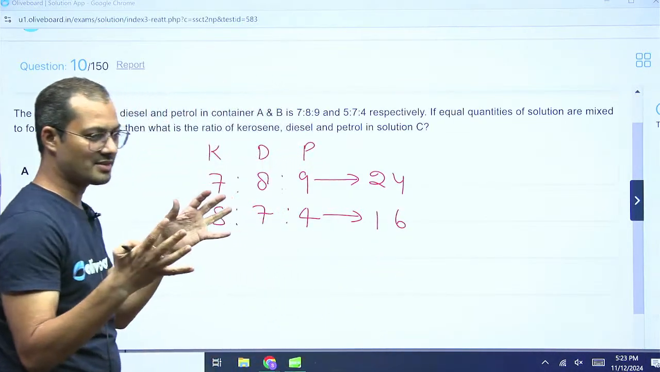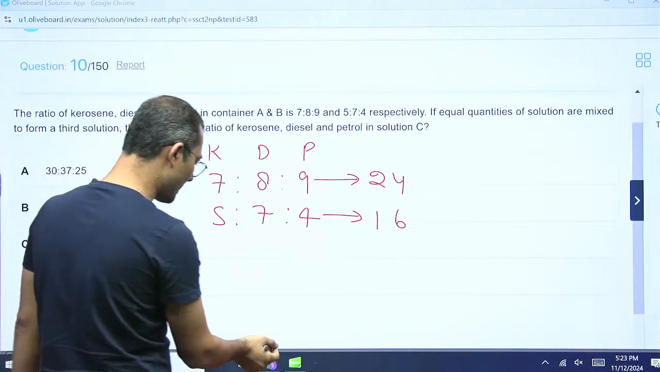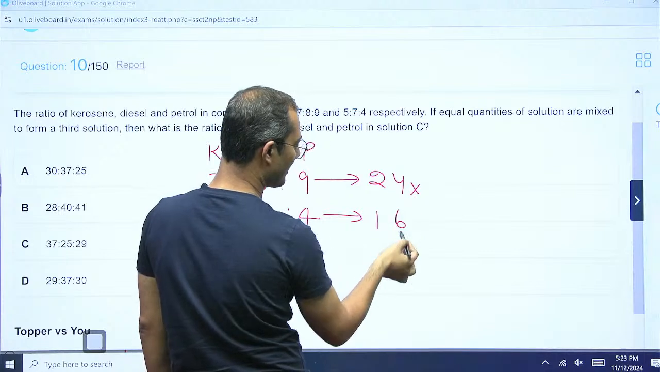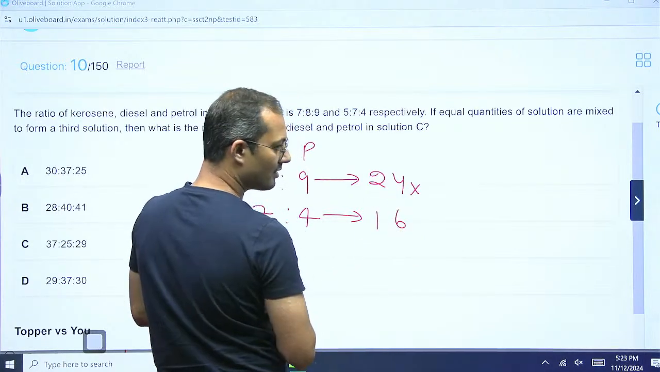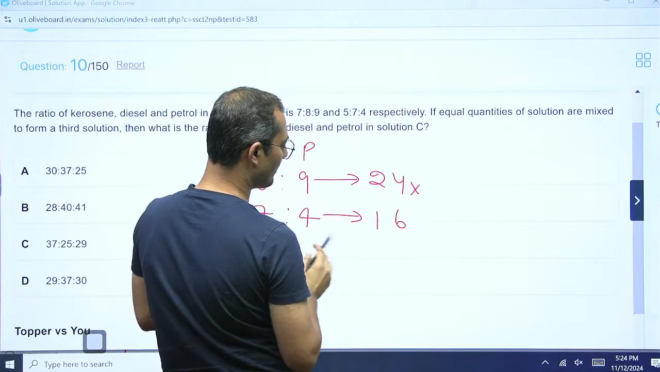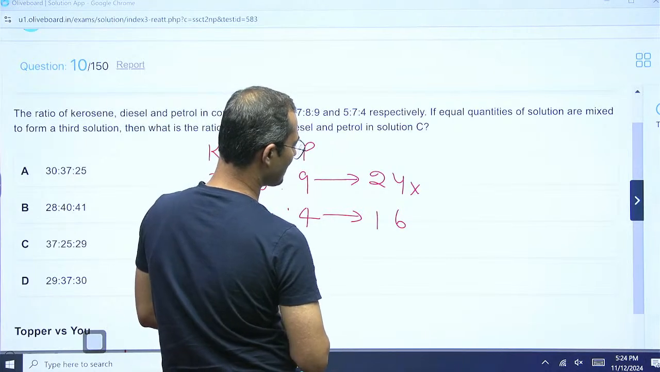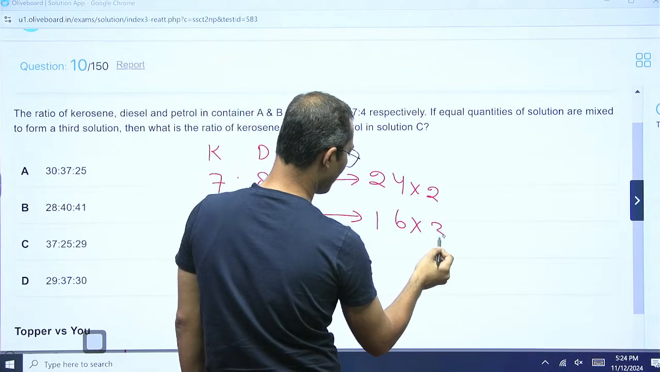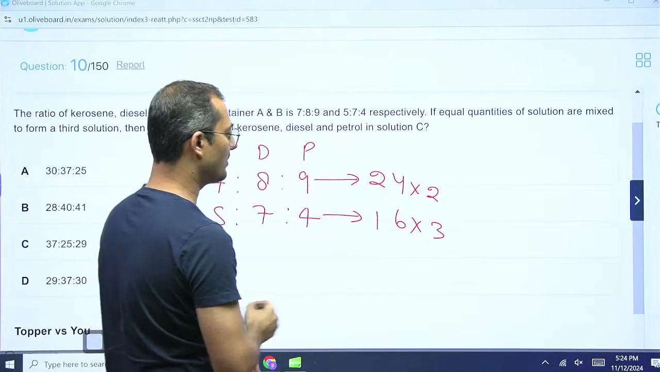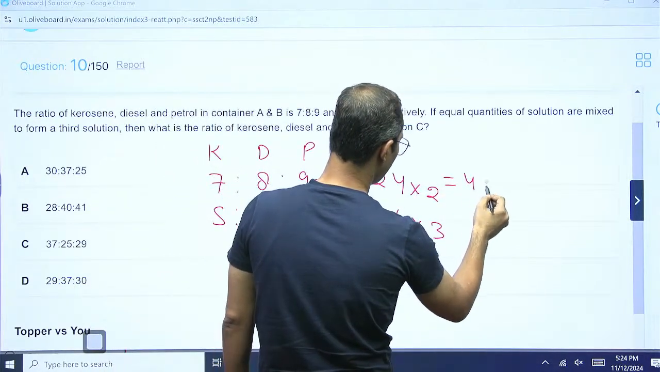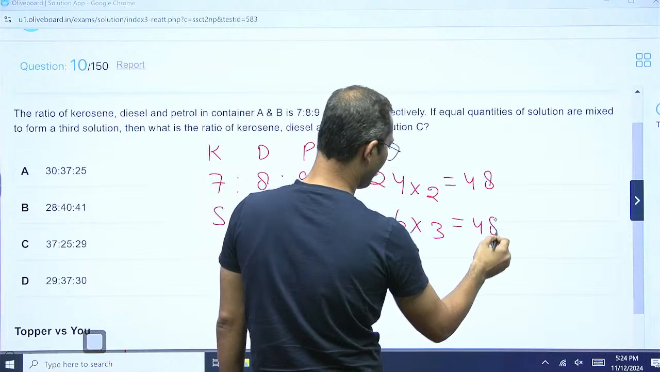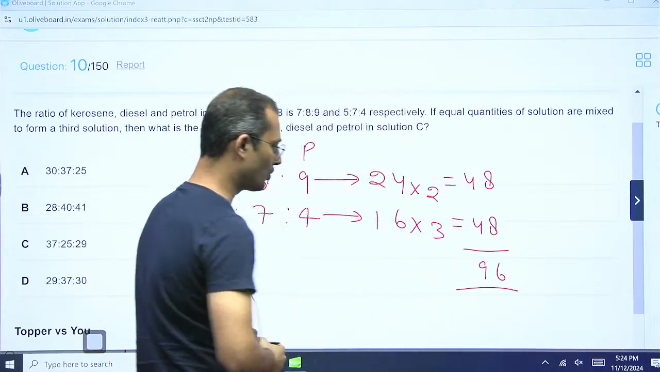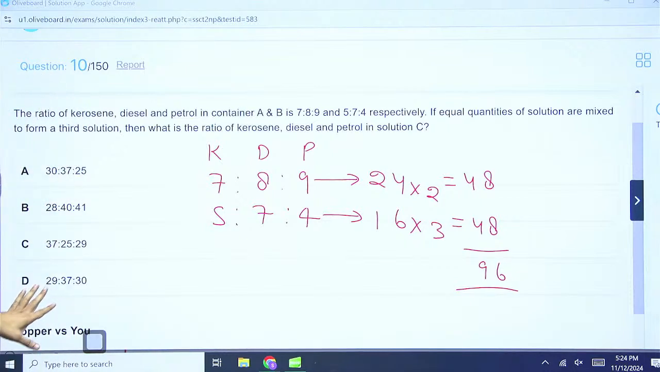So they are being mixed in equal quantities. For making equal quantities, see, so we have to make it equal. So we have to take the LCM of 24 and 16, right? So we can say that 24 into 2 and 16 into 3, right? This will become how much? 48, right? So the total quantity will be how much? 96, right? Total quantity. So we can check the options also, right?